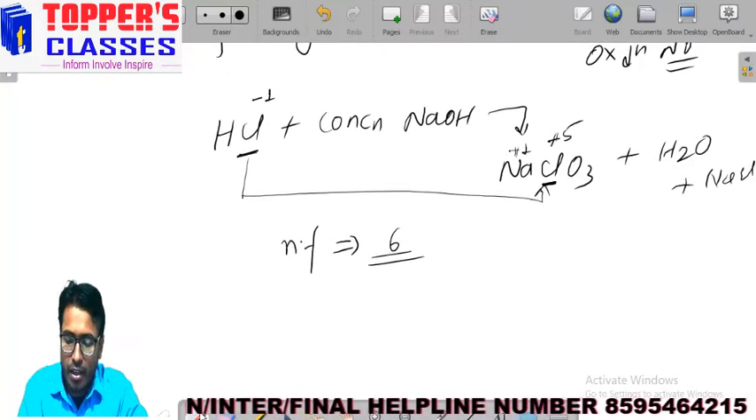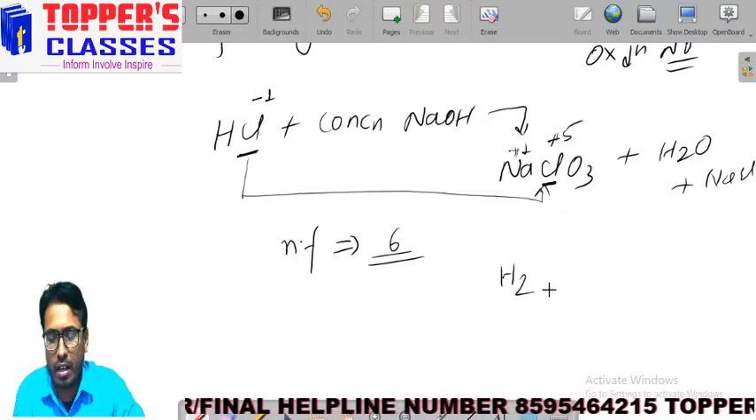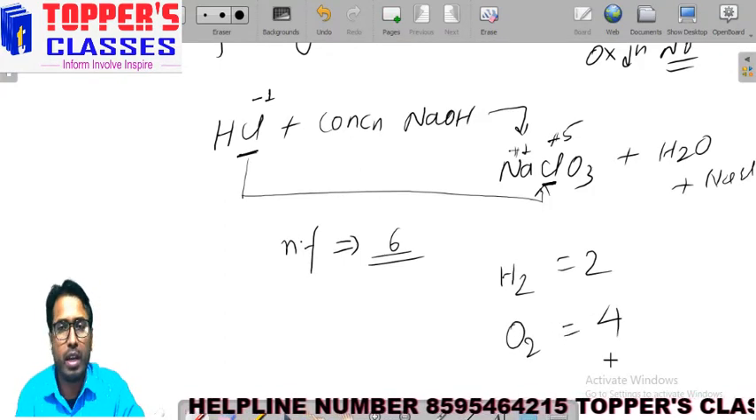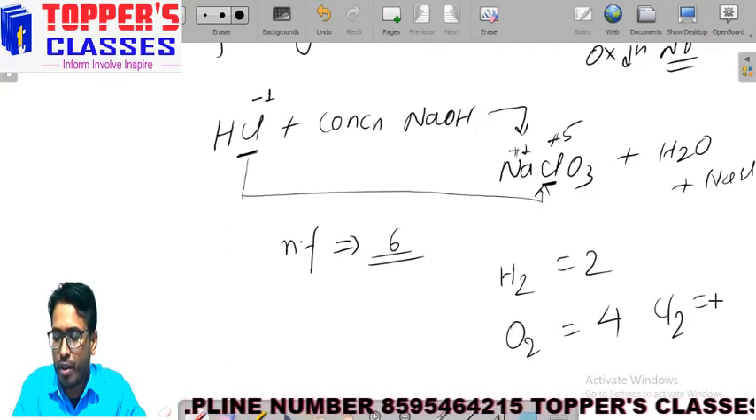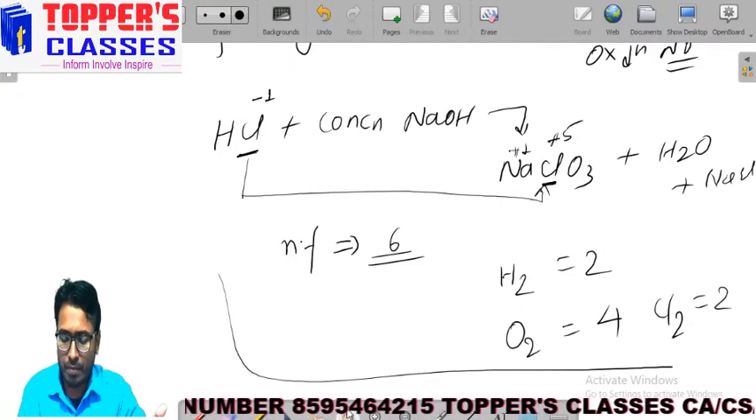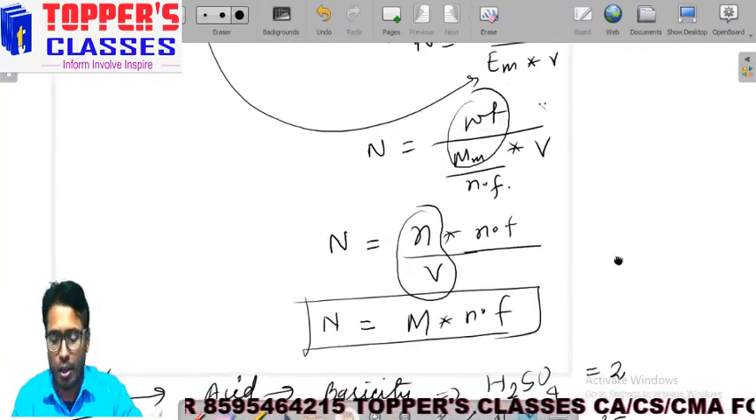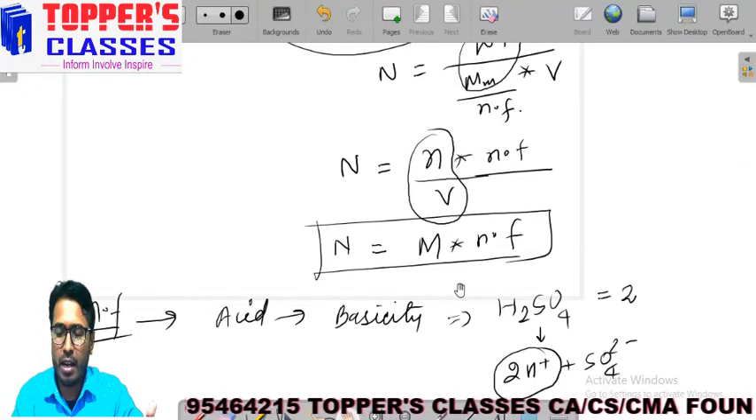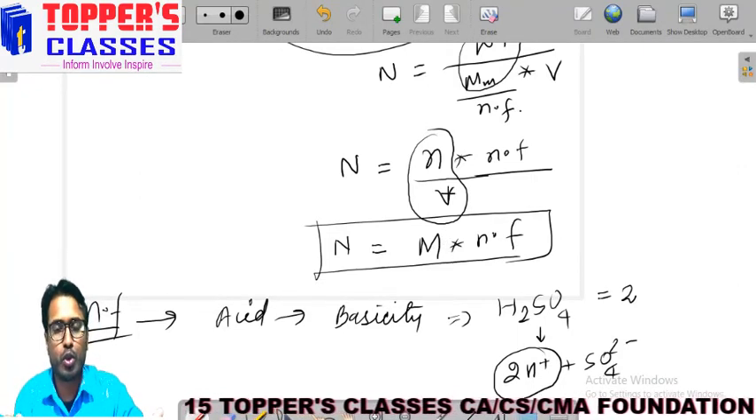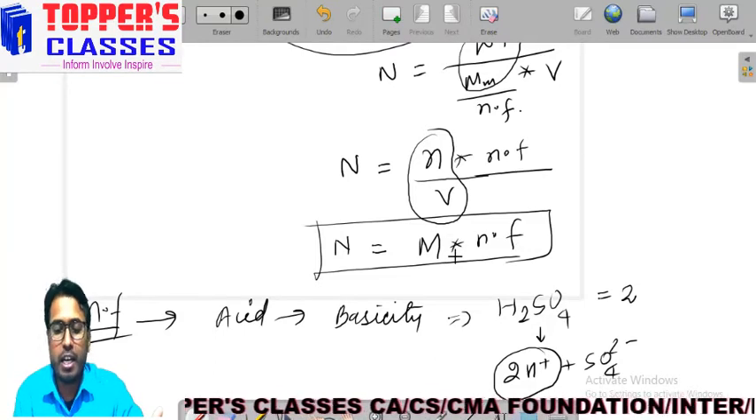Similarly, let us suppose we have H2. So what is the n factor? We will have n factor 2. O2, n factor will be 4, and so on. Cl2, n factor will be 2. So in this way we can find the n factor. And once we find the n factor, we can easily calculate the normality of a solution. And as we know, molarity is equal to number of moles of solute to the volume of solution in liters.